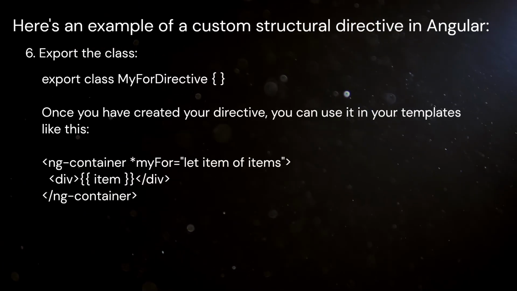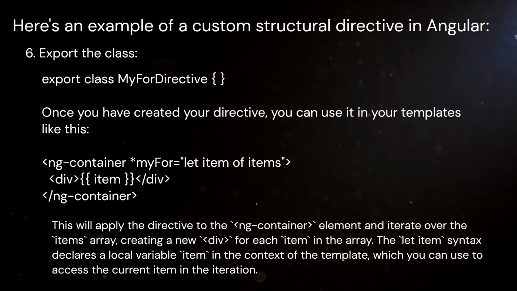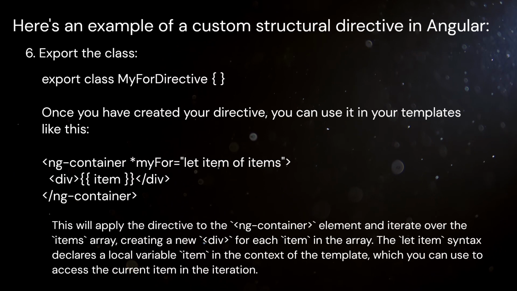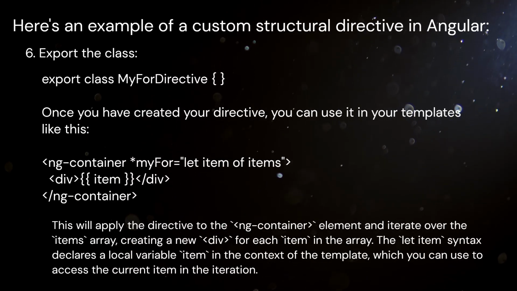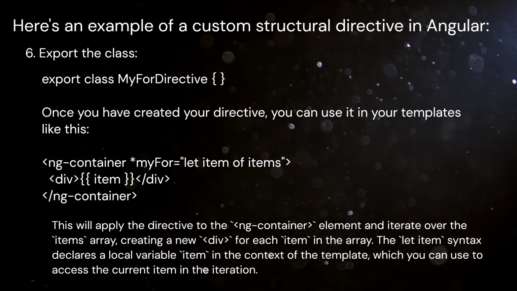Once you have created your directive, you can use it in your templates like this. This will apply the directive to the ng-container element and iterate over the items array, creating a new div for each item in the array. The let-item syntax declares a local variable item in the context of the template, which you can use to access the current item in the iteration.